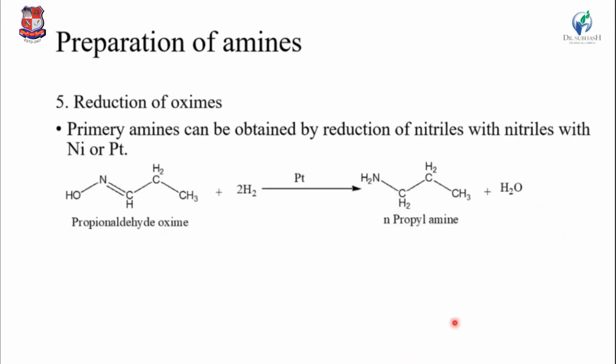Okay. Then the fifth one is the reduction of the oxime. Primary amine can be obtained by the reduction of nitrile with reductive agents present, so Ni or Pt. Then we take the propionaldehyde oxime, that is an oxime group. It reacts with 2H2 in the presence of a reductive agent, making N-propylamine, and 1 H2O is removed.